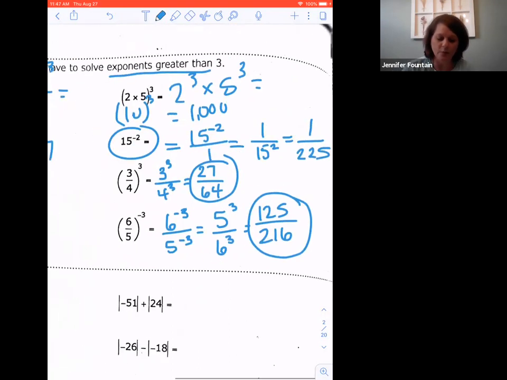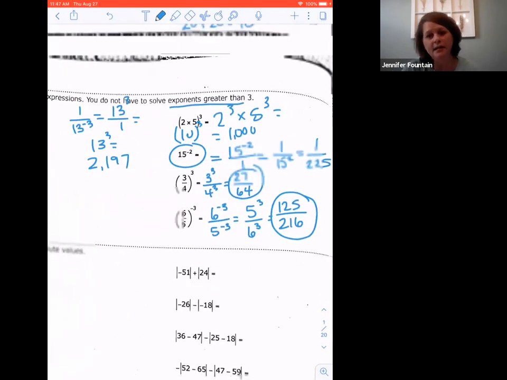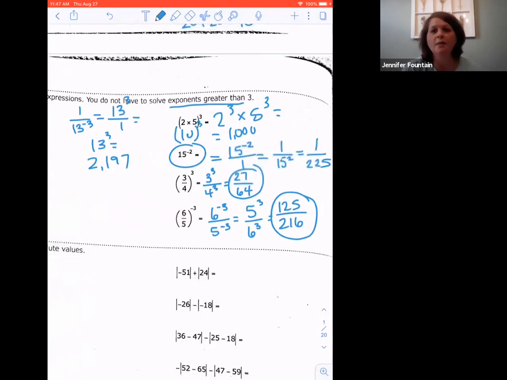Okay, so the main thing to remember is if you have a negative exponent, no matter where it is located, flipping makes it positive. Then once it's positive, you can go ahead and simplify.